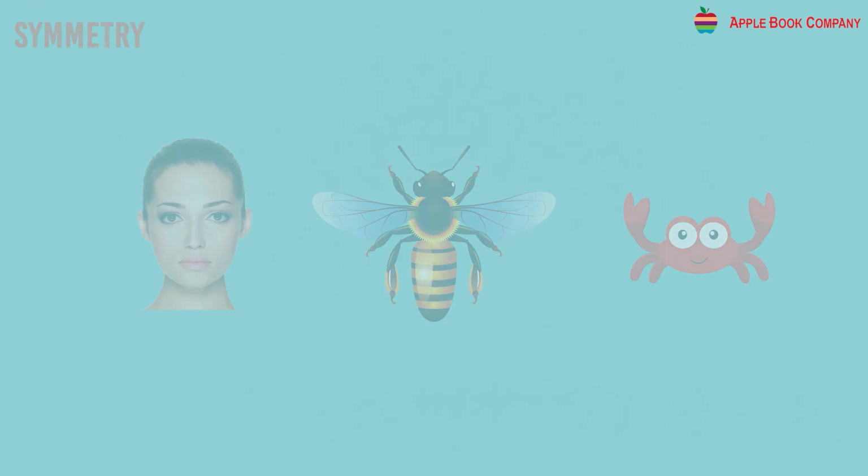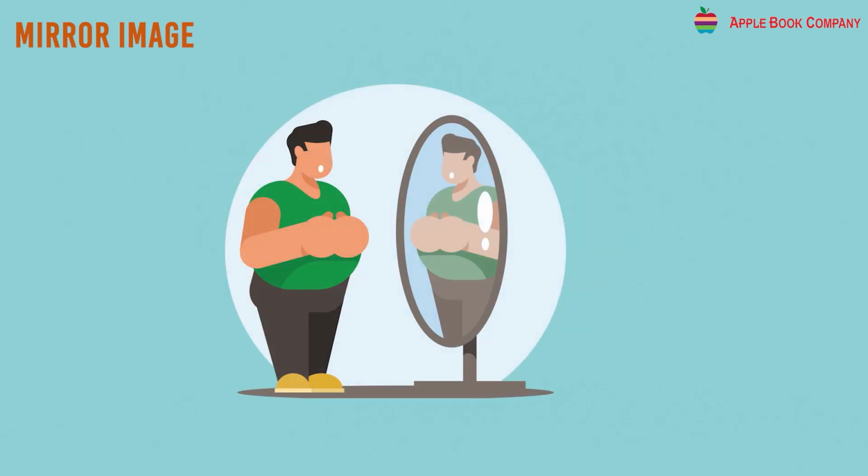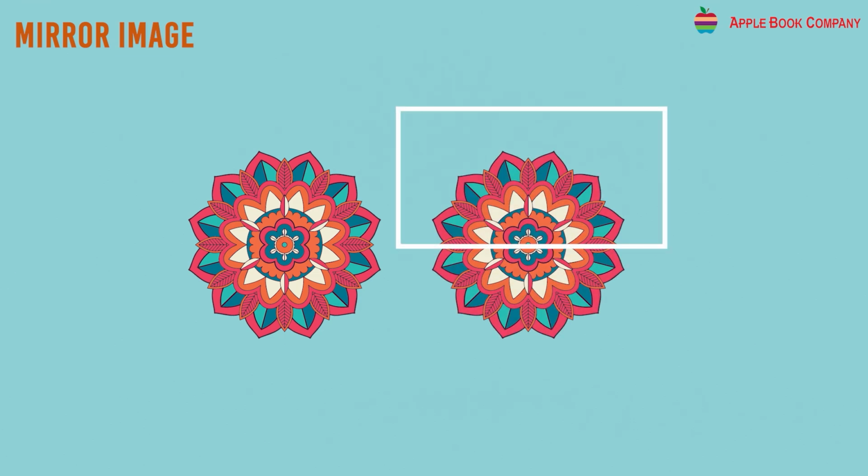C. Crab. Mirror image. The two equal parts or halves are reflections, mirror images, of each other. If we place a mirror on the line of symmetry, then the image of one side of the shape will fall exactly on the other side of the shape. We see the same figure within the mirror as we see without the mirror.